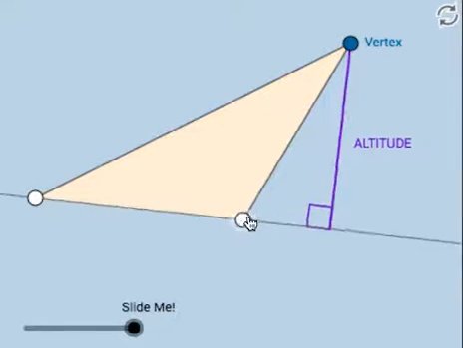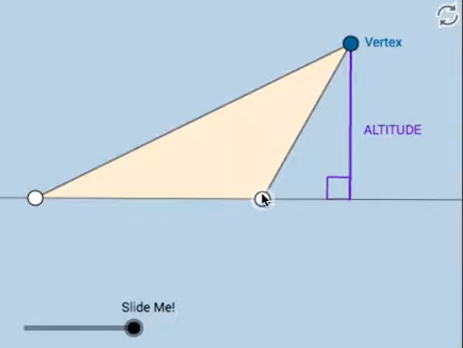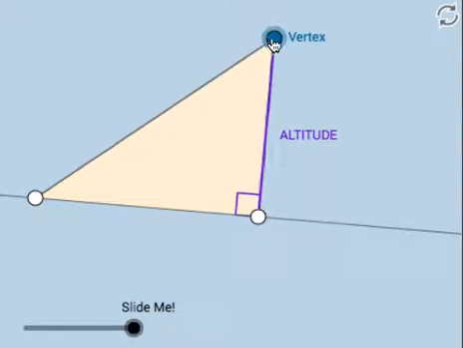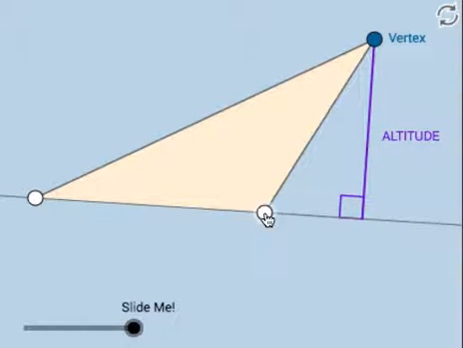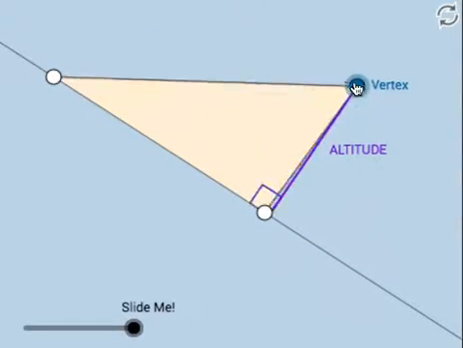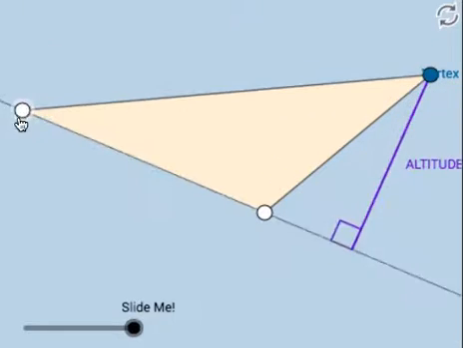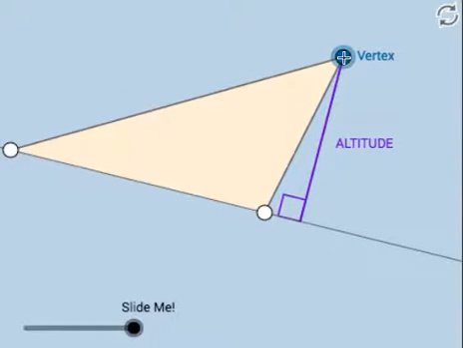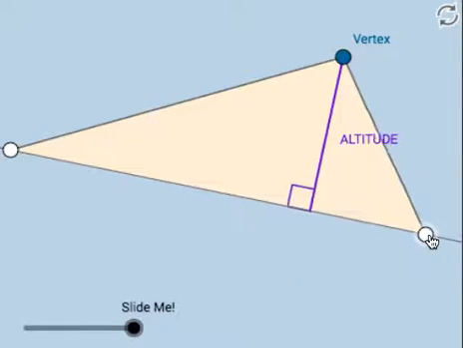A lot of students like to call the bottom of the triangle the base, but you really can't refer to the base as the bottom of a triangle. What if I were to flip this and turn it over? Where's the base now? Any side of the triangle could be a base, but let's not get too confusing here. Let's go back and figure out what an altitude is.